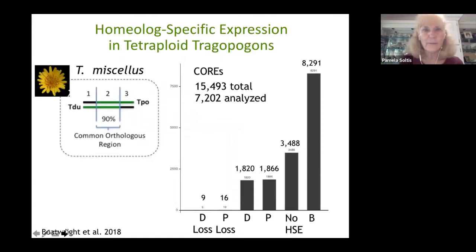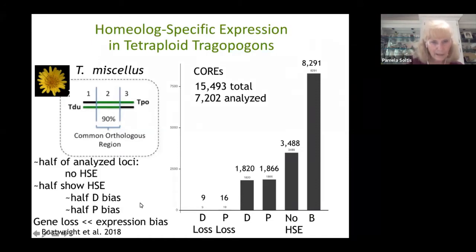So in the first example, this is Tragopogon misellus first. We identified about 15,000 of these common orthologous regions. After doing some filtering to remove bias from the data set, we settled on about 7,000 loci for examination of homolog specific expression. And of those, we found that about half of them showed no homolog specific expression. In other words, the parental copies were expressed equivalently. But of the other half, interestingly, about half of them showed a preponderance of pretensis expression, and about half of them showed dubious expression bias. So that information is just summarized right here. Again, half of the loci analyzed showed no homolog specific expression. And of those that did, half showed a dubious bias, half showed a pretensis bias. And gene loss, which is just noted here, is much less than the expression bias.